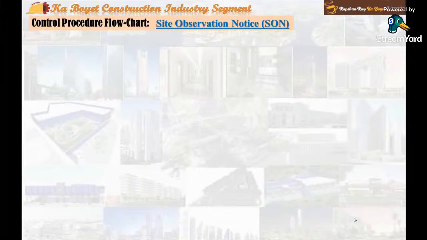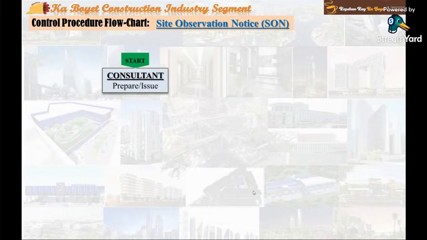Site Observation Notice, SON for short. When a consultant inspectorate engineer notices any installation work not complying either with project technical specifications, the general conditions of contract, the approved shop drawings, and or the approved material or equipment, the consultant inspectorate engineer should formally notify the contractor through a site observation notice, SON for short, following the control procedure process defined here and as follows.